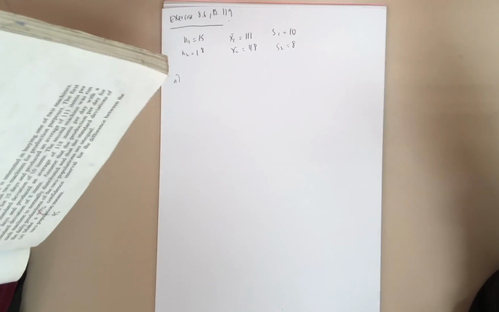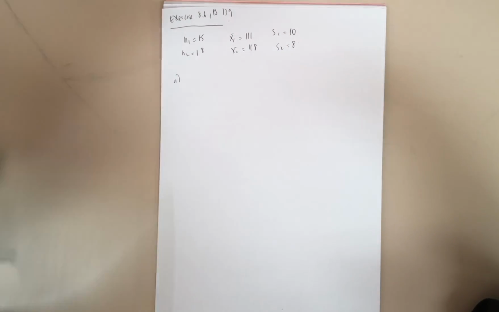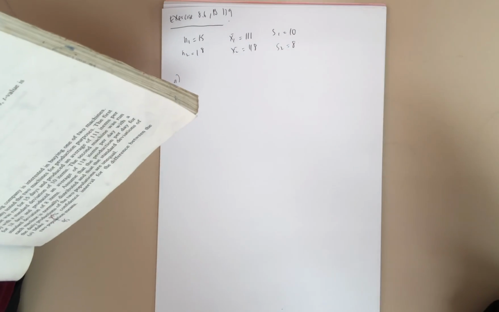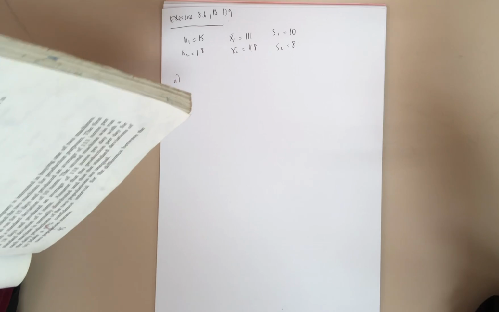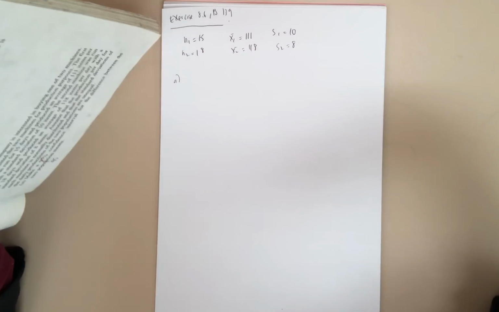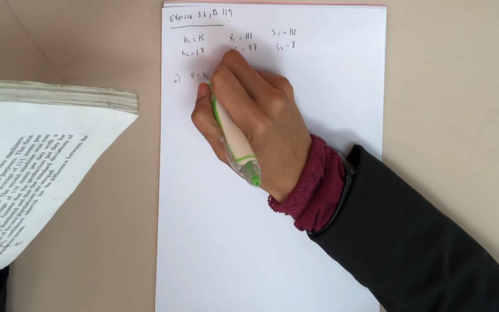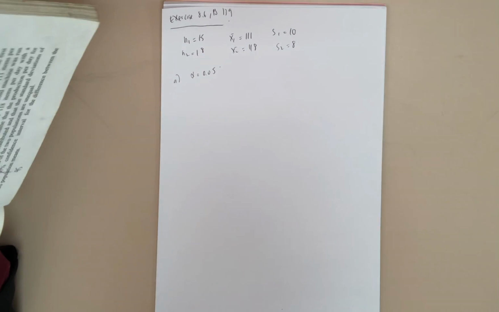So for A, make it 95%. My textbook version is 95%, so I hope that you can change it. We change it to 95% confidence interval for the difference between the two population means. So your alpha will be 0.05, right?